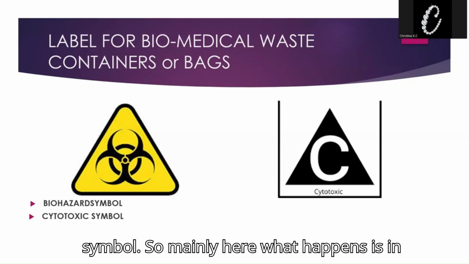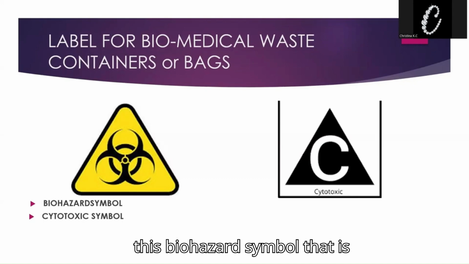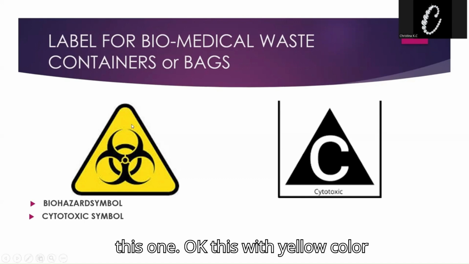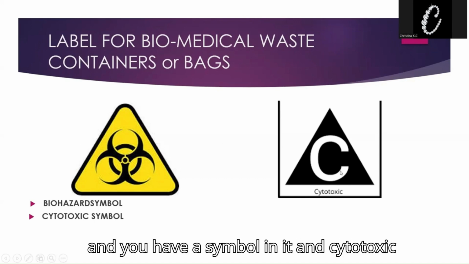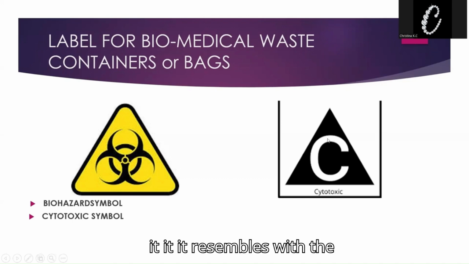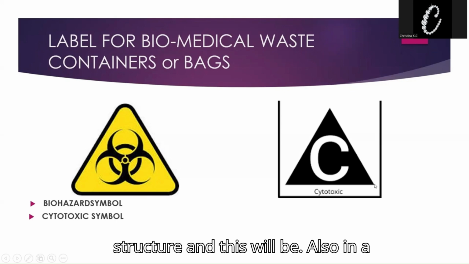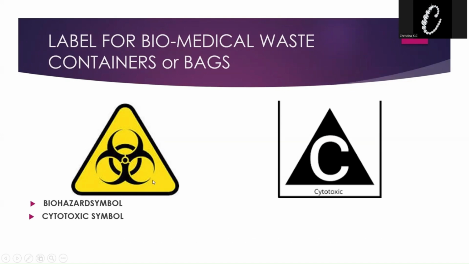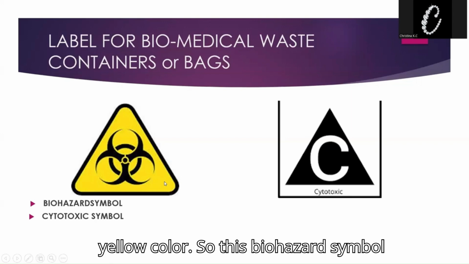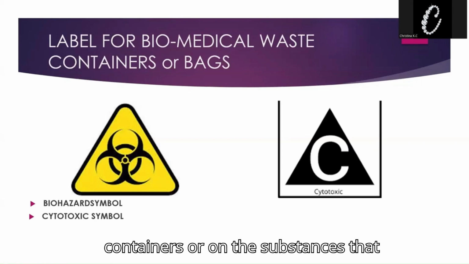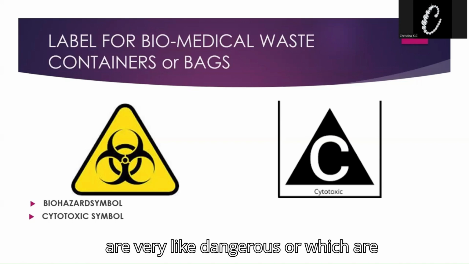So mainly here, in this biohazard symbol, that is this one, with yellow color, and you have a symbol in it. And cytotoxic resembles the alphabet C for cytotoxic, and this will be in a black triangular structure, and this will also be in a triangle, but the color will be yellow. So this biohazard symbol is normally found on containers or on substances that are very dangerous or which are biohazards.